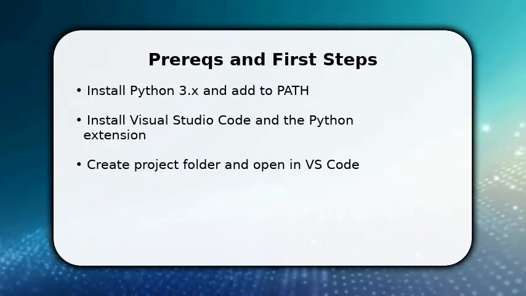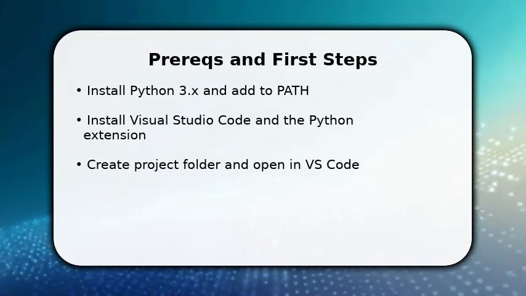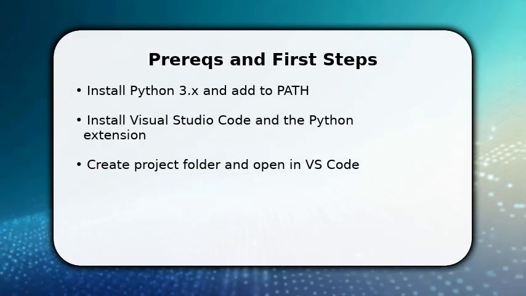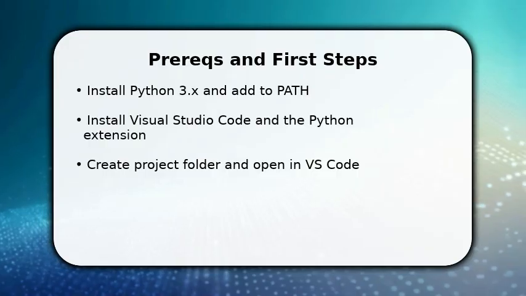You begin by confirming Python 3.x is installed and on your path. This lets the terminal run Python directly. Once done, open Visual Studio Code and install the official Python extension.